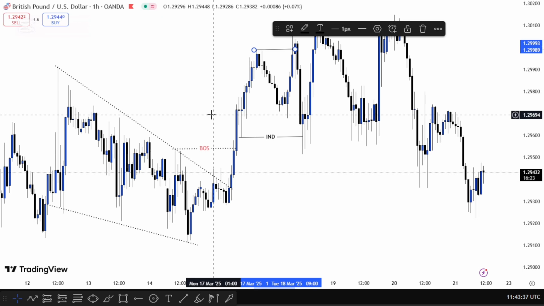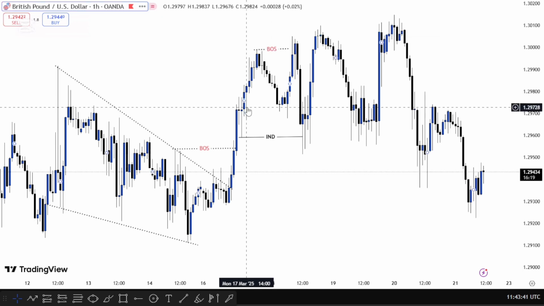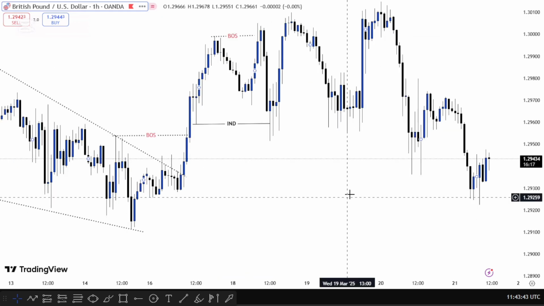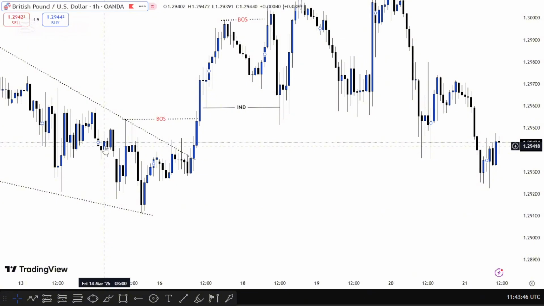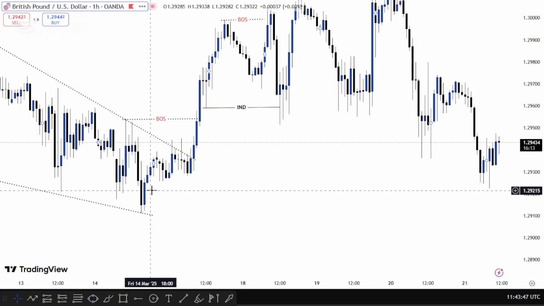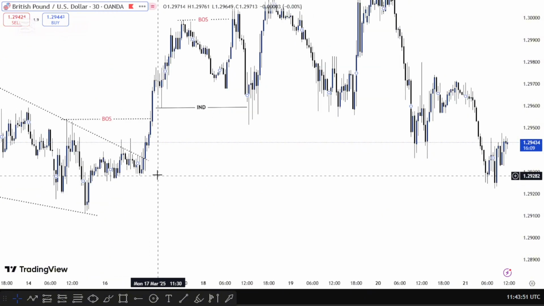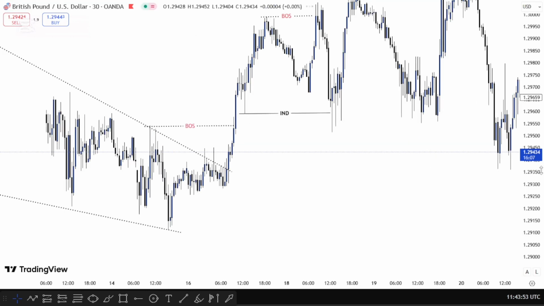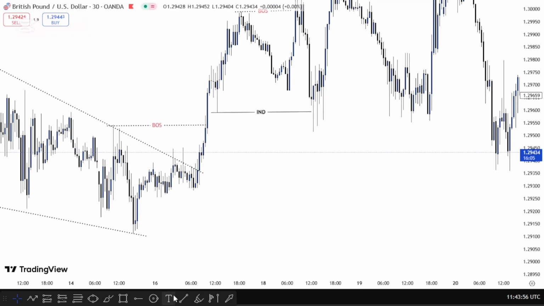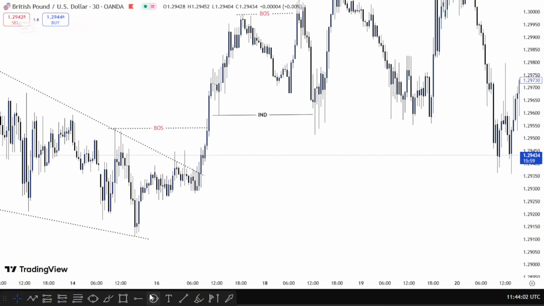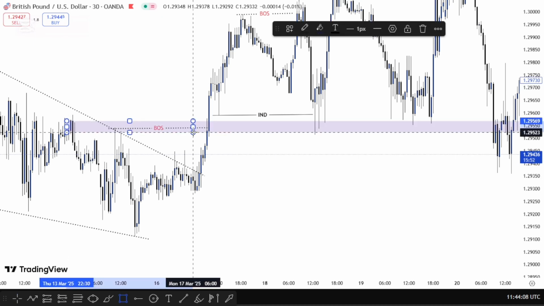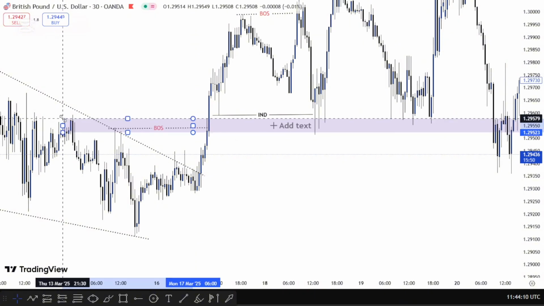So now what happened? All right, I'm going to scale down to the 30 minutes to be able to mark my breaker block. I'm just going to go ahead and mark my breaker block on the 30 minutes time frame. It's almost similar to what I'm seeing on the hourly chart. So we have that area right there. That's my breaker block. So you see what happened, the market just traded into it.